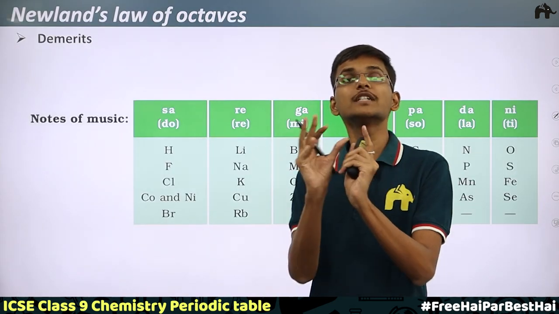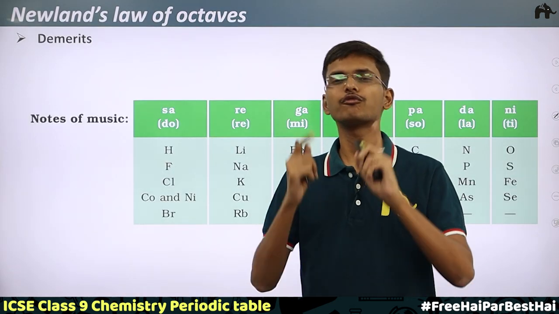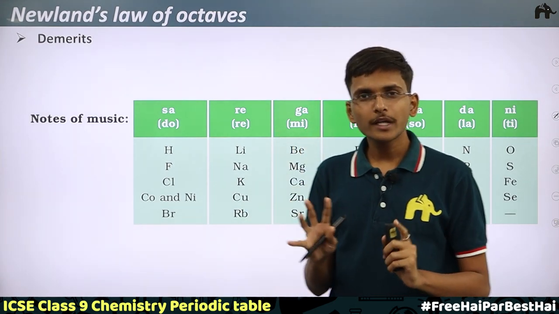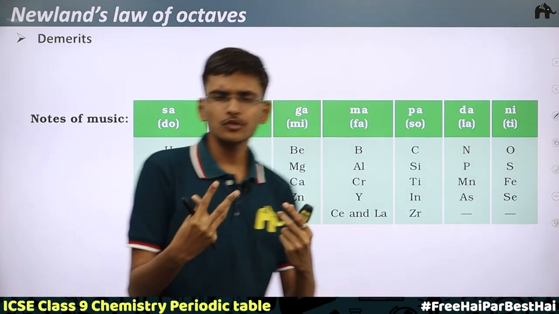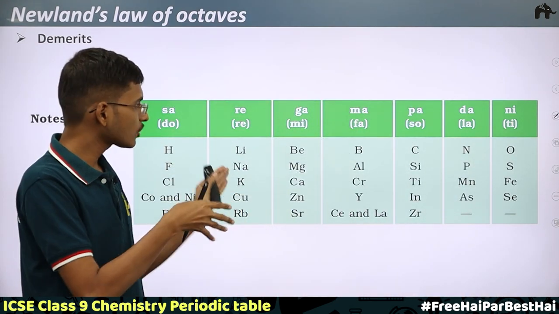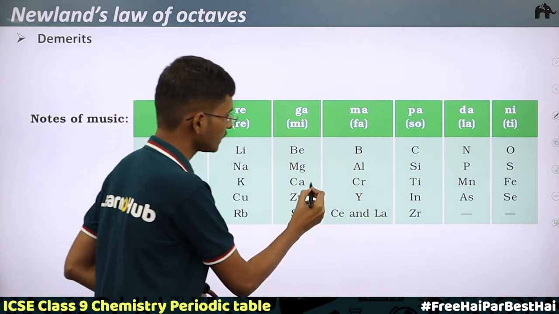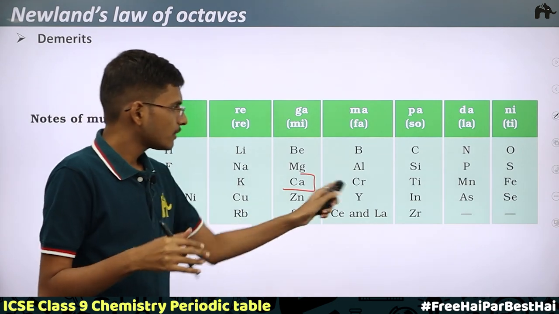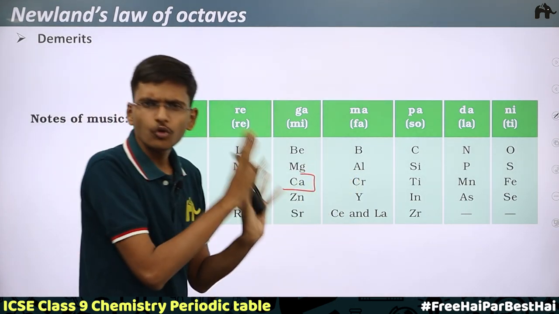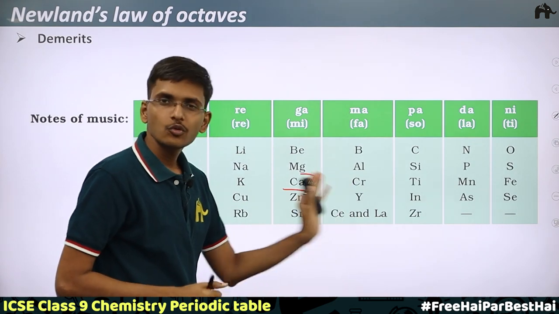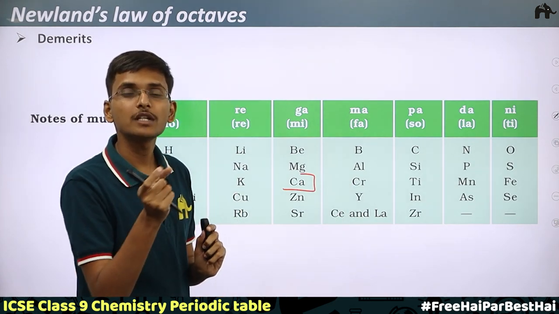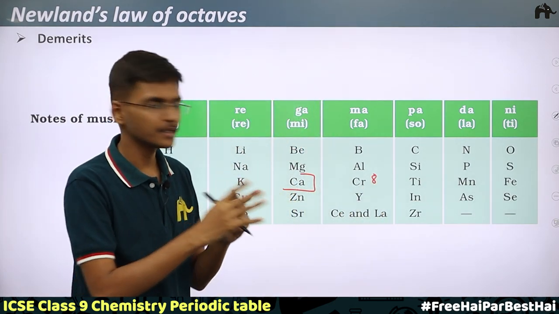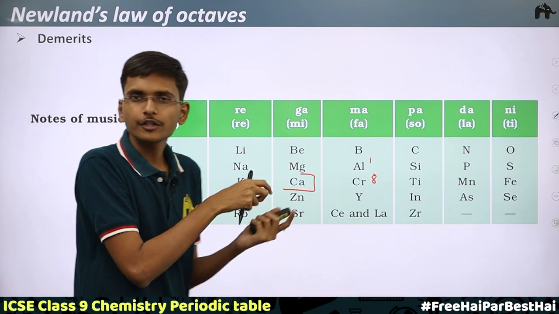Now let's have a look at the demerits of Newland's law of octaves. The very first demerit was that his law of octaves was not applicable for the elements beyond calcium. If I talk about elements beyond calcium, like chromium, this element did not have properties similar to its first element. Suppose I take chromium as the eighth element, then its first element is aluminium. You count it on your own, you would get it.